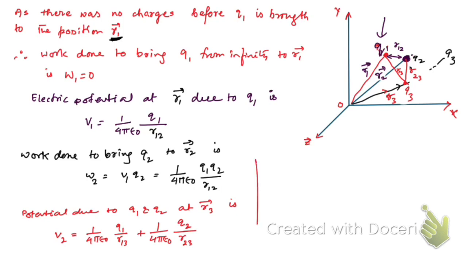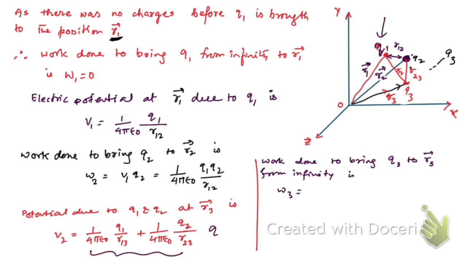So what is going to be the work done? So the work done to bring Q3 to R3 from infinity is given by W3 is equal to, so we have to multiply this one with Q3, right? So then what is going to be the work done?